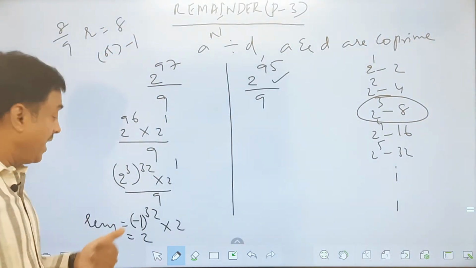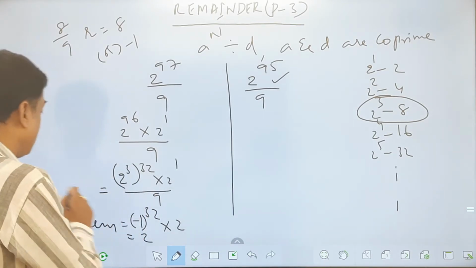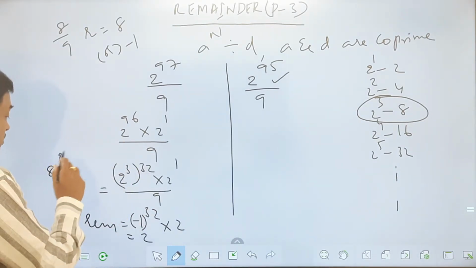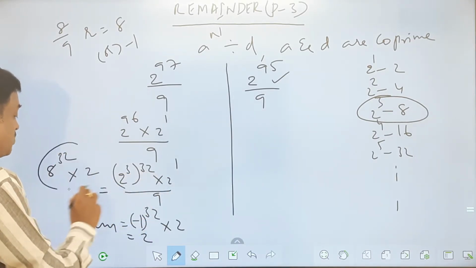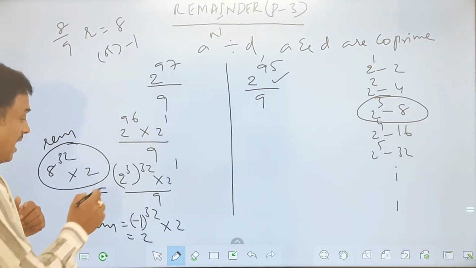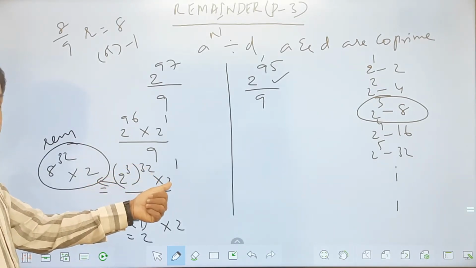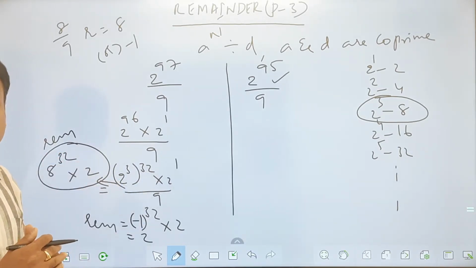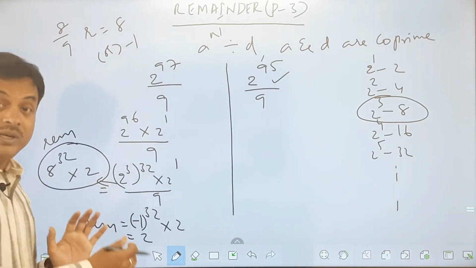Now you can ask why I did not take 8. Imagine I had taken 8: 8 divided by 9, with 8 as a remainder, power 32 into 2 divided by 9, remainder 2, is what I'd get if I take 8. And surprisingly the same number comes back. This is 8 to the power of 32 into 2, and again I got 8 to the power of 32 into 2. That is not getting reduced at all. If I do not take this minus 1, I'll never get a possible remainder there. Therefore, I had to take a minus 1.